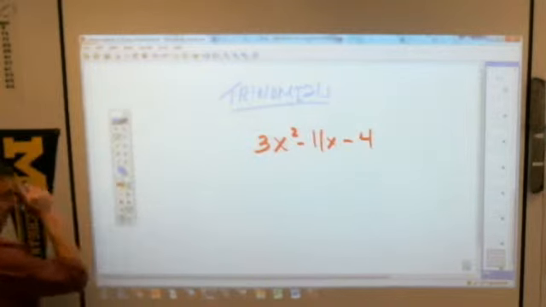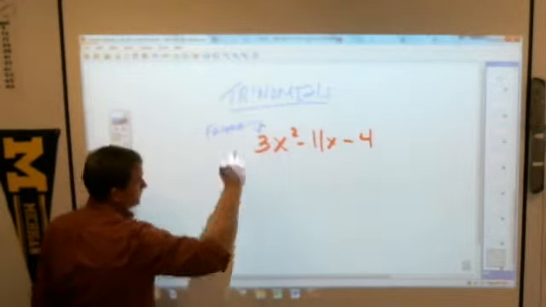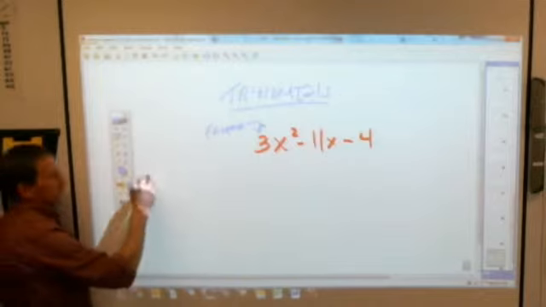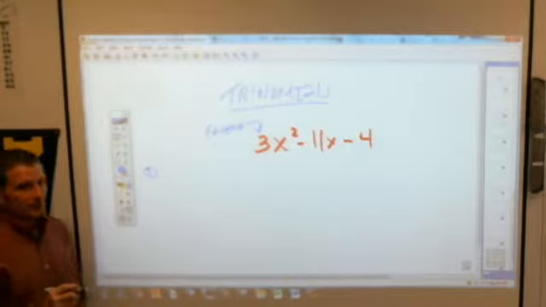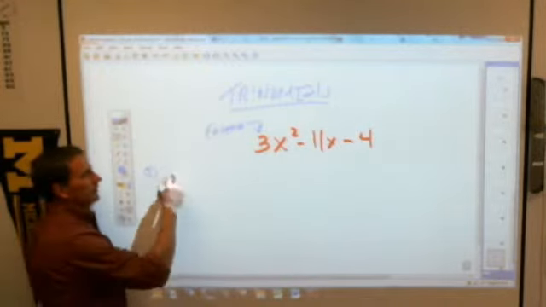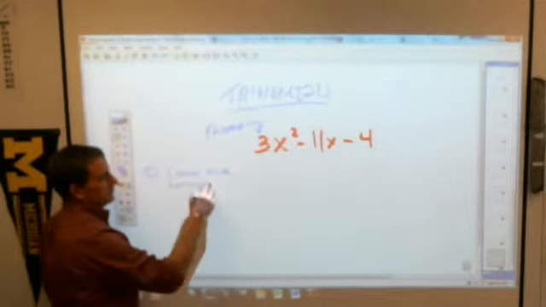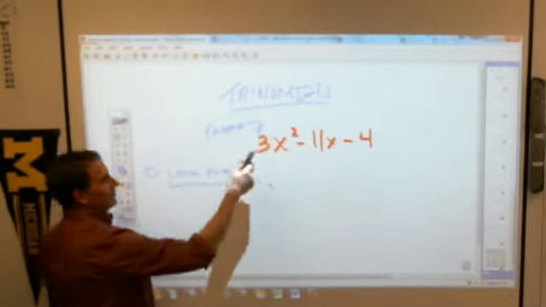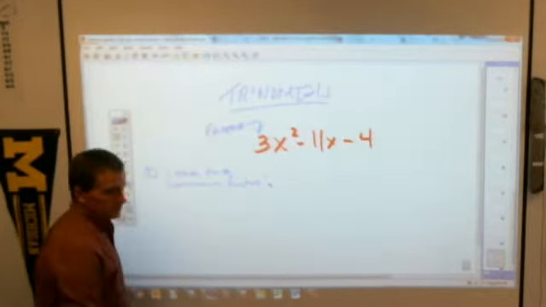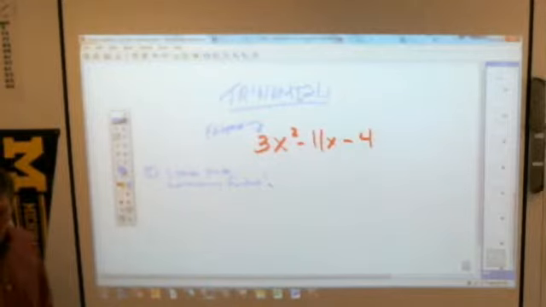Now, please understand this. If you're asked to factor this, the first thing you always do, and believe you me, I struggle with this as well, before you even start to think about this problem, look for a common factor. In other words, can you take something out of each of those three terms? Before you even start, you got to do that. In this case, you can't, because I can't factor 3 out of all 3, or 11, or 4. Got that?